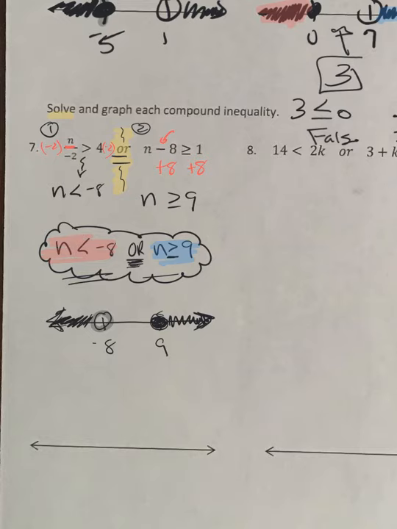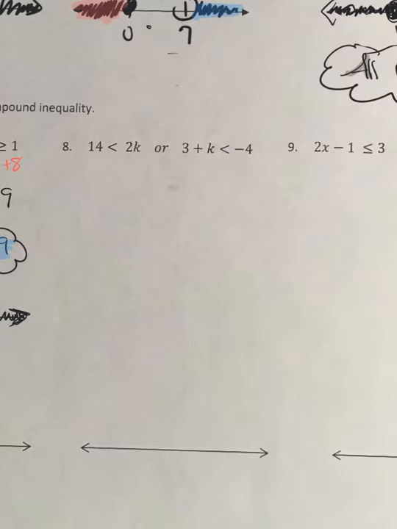Okay, so let's look at number 8. So once again, the definition of a compound sentence is when you have two complete sentences, 1, 2, and we're joining it with the conjunction or.